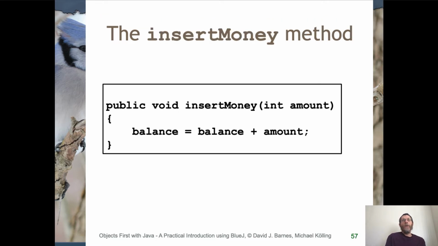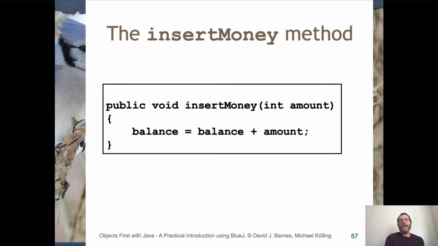Similarly, we've seen an insert money method. This was used as an example of showing how a method could take a parameter, and that parameter's value could be used to mutate the value of one of the object's instance variables. So here, the insert money method is not going to return anything, it's simply going to carry out an action.